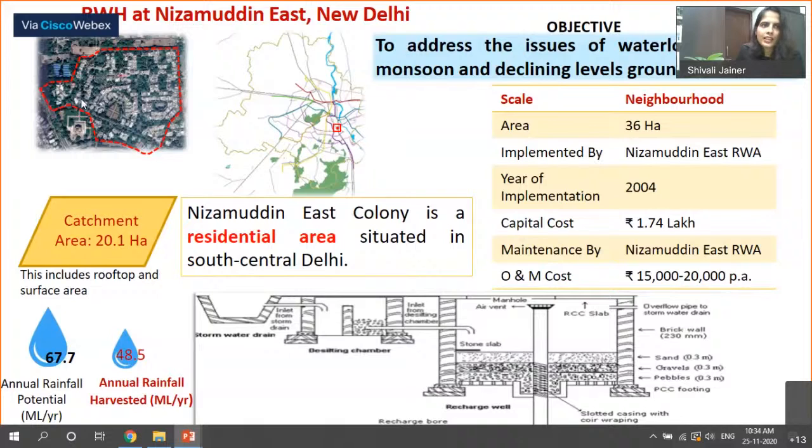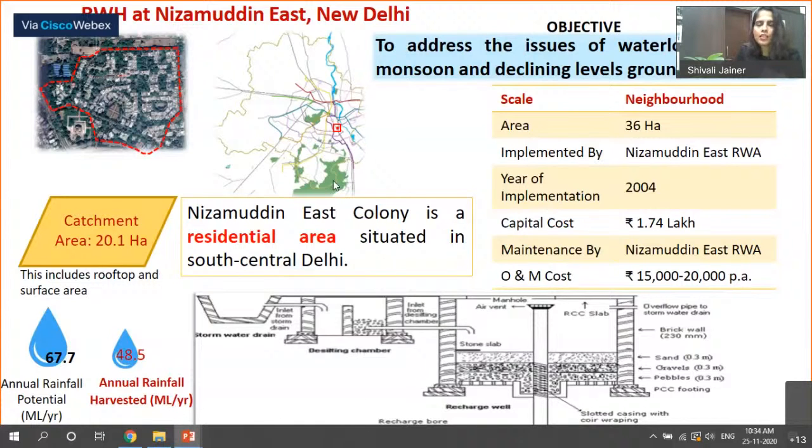And this is where the opportunity lies, because every 2-3 houses collect all the storm water in a common chamber, and these common chambers then further connect to a recharge structure. The drainage line is flowing as is, like in any planned residential sector, and within those drainage lines there are intermediate chambers, and from there the water is being harvested. The total catchment is around 20 hectares of this entire neighborhood, and around 48.5 million liters per year is harvested here.